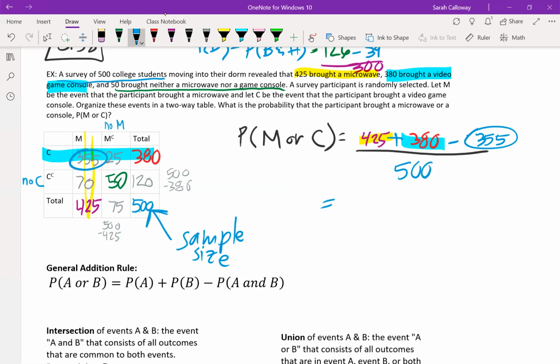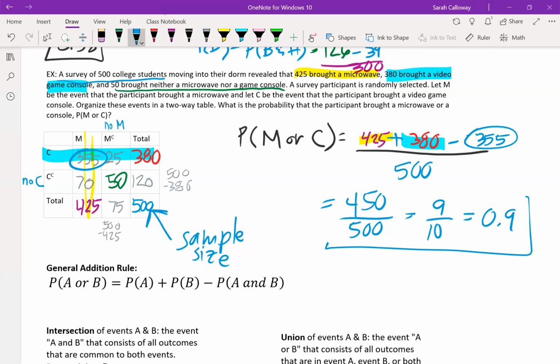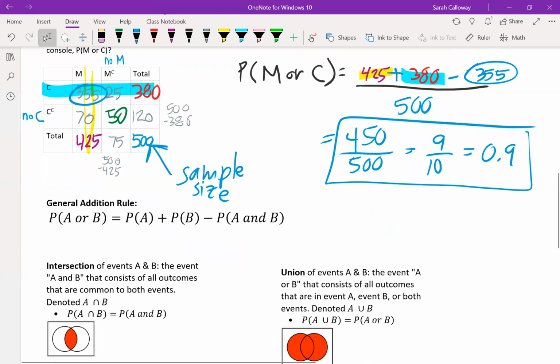is going to give me 450 over 500, which reduces to 9/10, which is 0.9. So again, I don't know which of these is going to be the correct answer because it's multiple choice, so you're looking for ultimately that. So this formula ultimately leads us into the general addition rule.